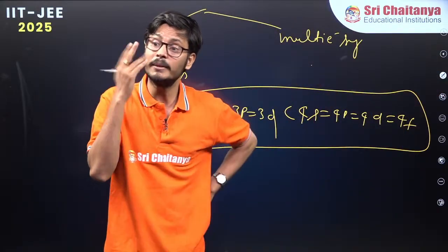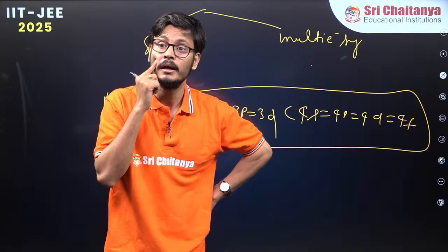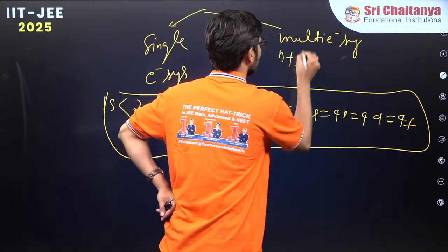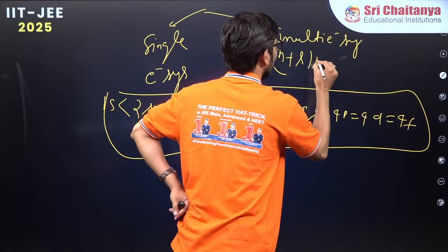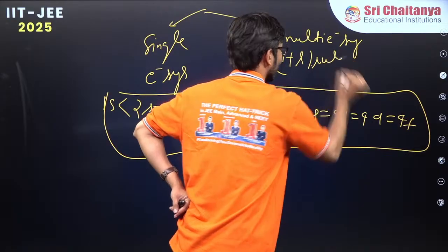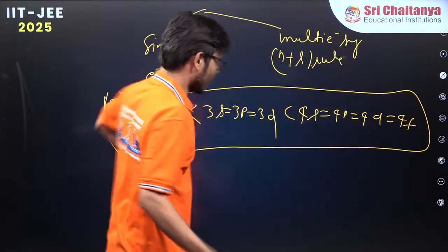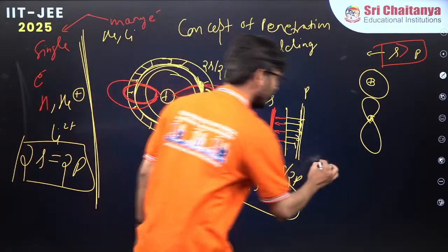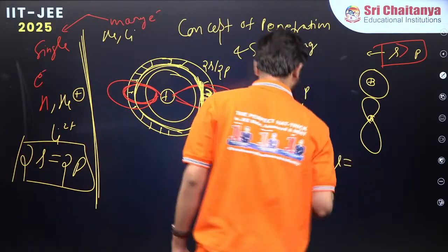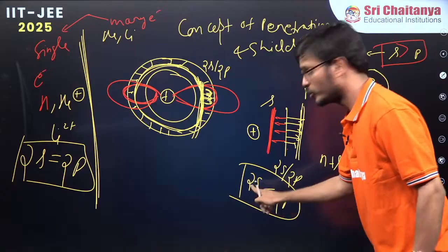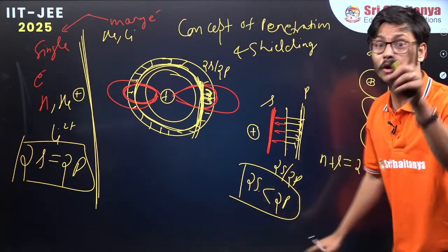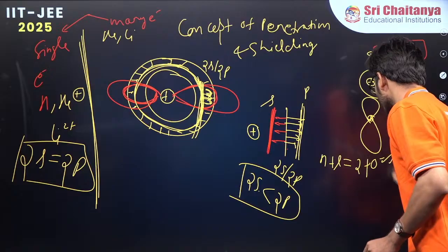So how do we determine energy, sir? Energy is determined by the n plus l rule. What is the n plus l rule? Let me tell you. Just now we saw 2p has more energy than 2s. Now tell me, what is the n plus l value for 2s? For s, the l value is 0. So 2 plus 0 is equal to 2.